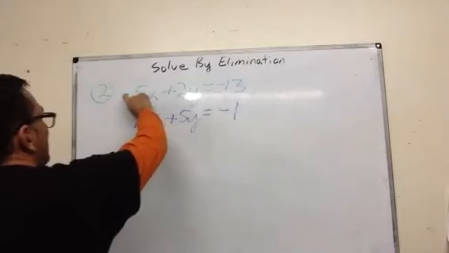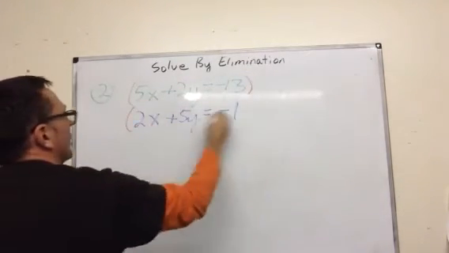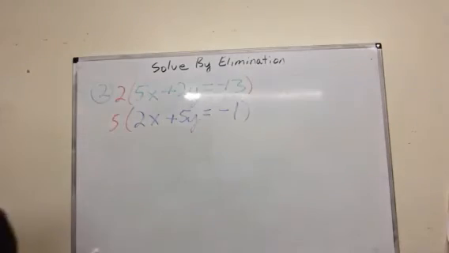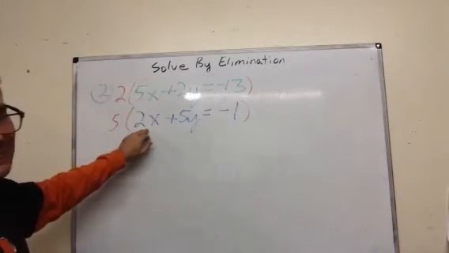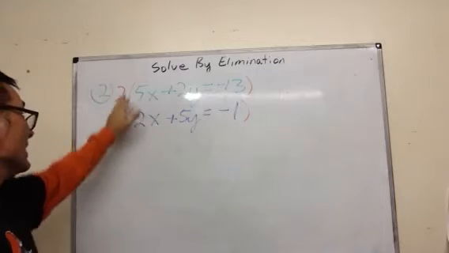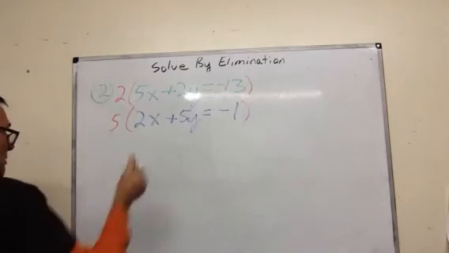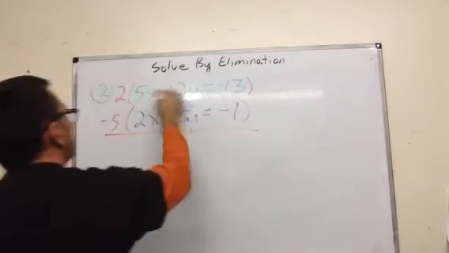So again, I'm going to flip-flop the 5 and the 2. So the 2 comes up here, the 5 here. But if we multiply by these two numbers, this is going to be positive 10x, this is going to be positive 10x. So I need to make one of these negative this time. So I'm going to choose to make this one negative, the negative 5. Multiply through.